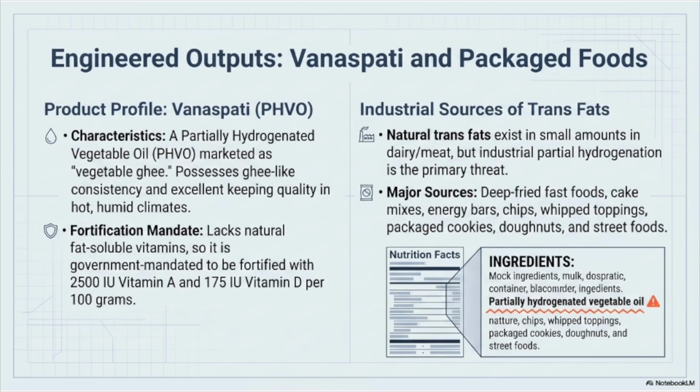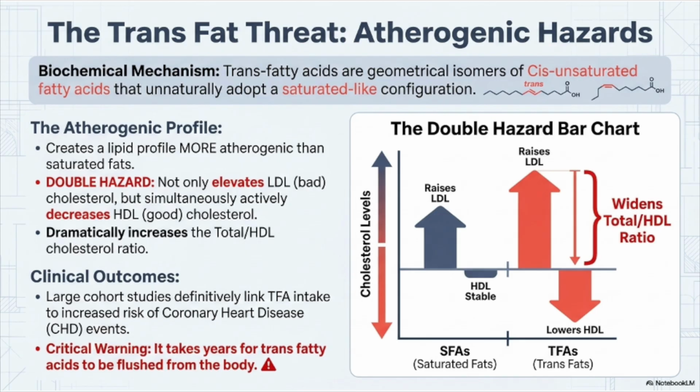While natural trans fats exist in small amounts in dairy and meat, industrial partial hydrogenation is the primary threat, with major sources including deep fried fast foods, cake mixes, energy bars, chips, whipped toppings, packaged cookies, donuts, and street foods. This brings us to the trans fat threat and its atherogenic hazards.